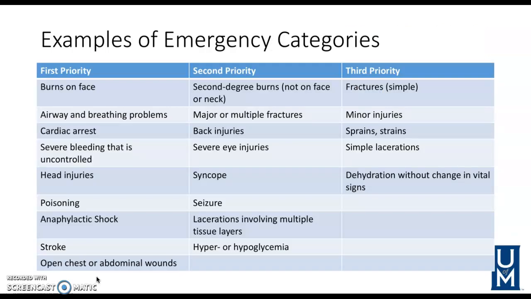So we have some different emergency categories here. First priorities are going to be burns on the face, any airway or breathing problems, a circulation issue of cardiac arrest, severe bleeding that's uncontrollable, head injuries, poisonings, anaphylactic shock, strokes, and then any open chest or abdominal wounds. And then you guys can read what falls in the second priority and the third priority. But remember these first priority ones because those are the ones that are going to be the most important and the ones to be cared for first.